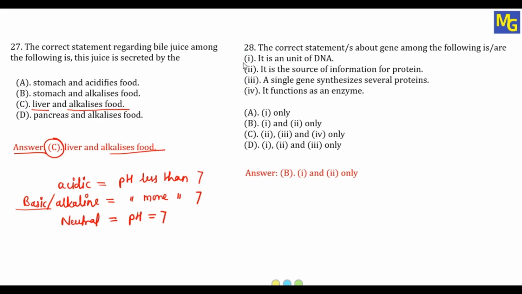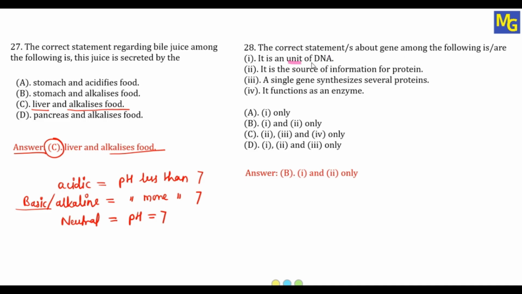So here we have the options. Option A, 1 only. Option B, 1 and 2 only. Option C, 1, 3 and 4 only. And option D is 1, 2 and 3 only. So read the statements carefully and then choose the correct answer. Now if you see the statements, it is a unit of DNA. It is correct. What is a gene? Gene is nothing but a unit of DNA.